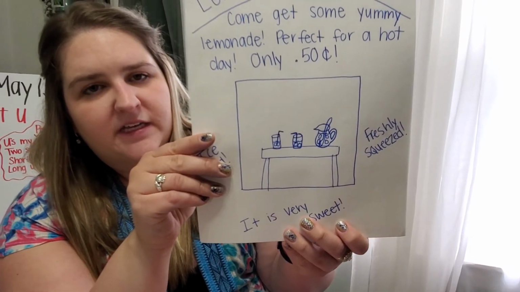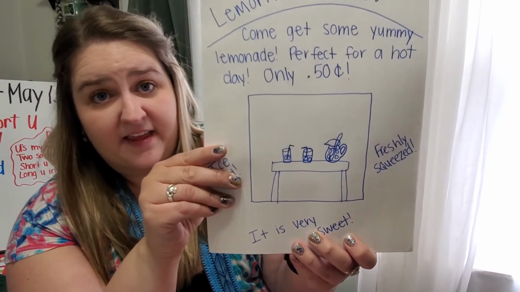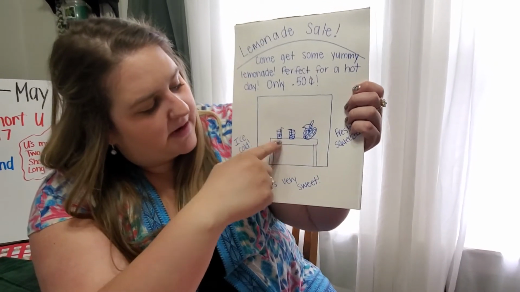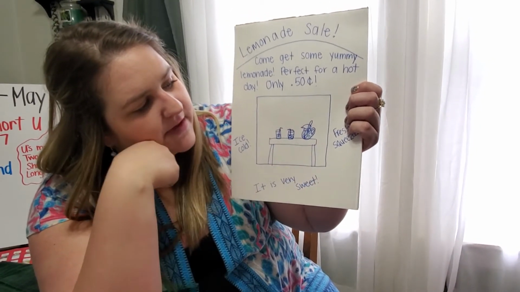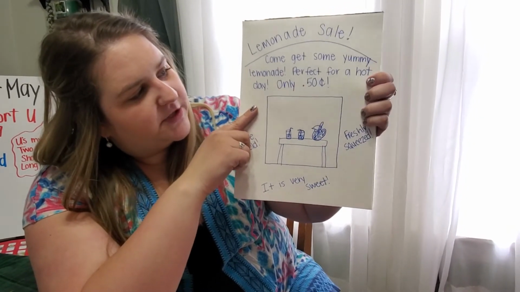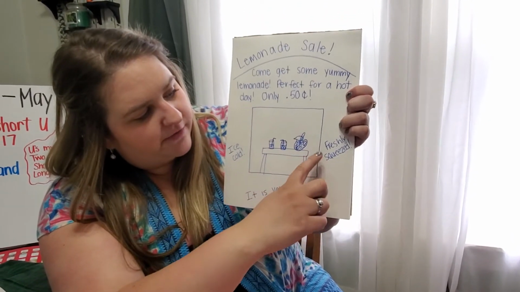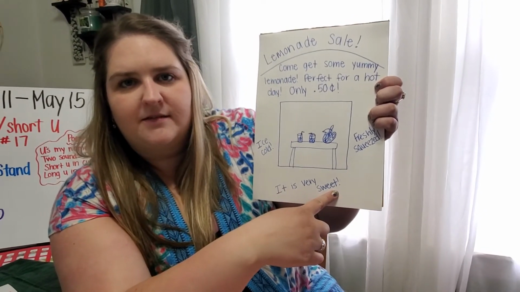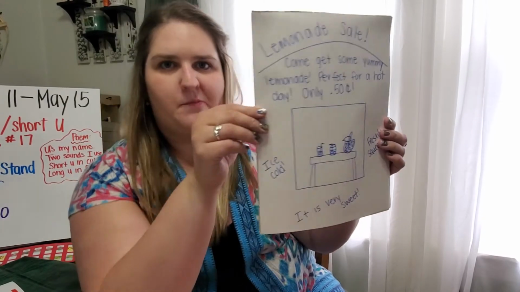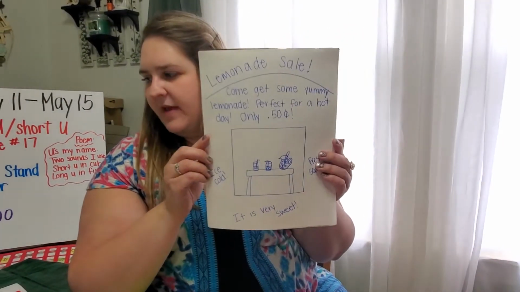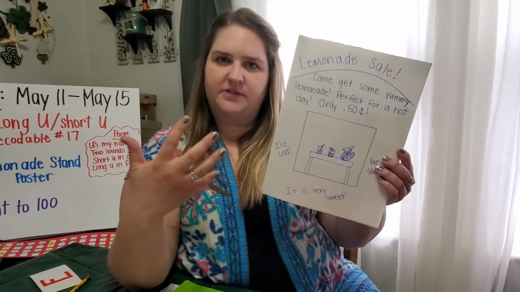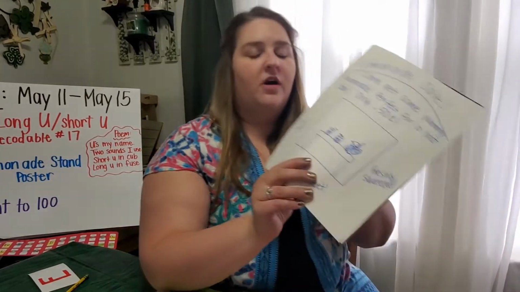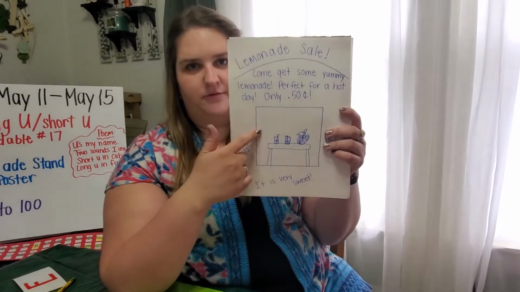I could have included me or whoever's selling it. I could have drawn a lot of things in the background, right? Put some people coming to buy it. Put a little sign out here that says lemonade. And then I wrote some of my describing things around my picture. Freshly squeezed, ice cold. It is very sweet. You want to convince somebody to stop at your lemonade sale and get some lemonade. So you want to make sure that you are using words that would convince somebody to stop and get some lemonade. You also want to make sure you have a picture on your poster, right?